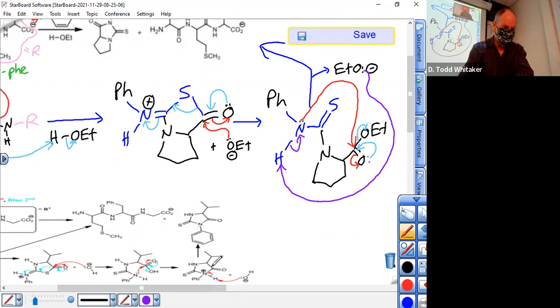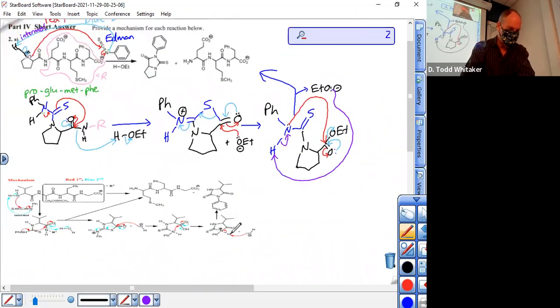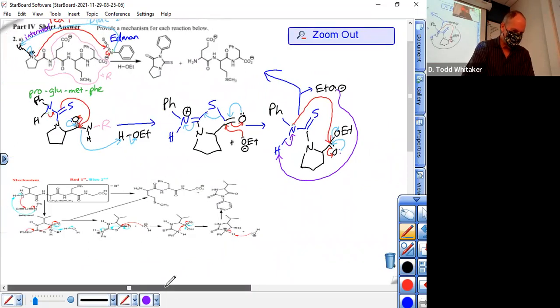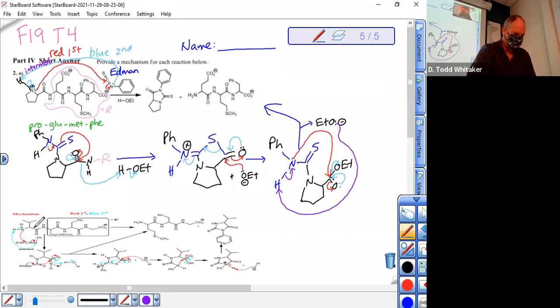So big picture here. And sadly, you won't have the template on your exam. That's just how we study. So you've got to get to the point where we're past using the template. And that's a pretty good mechanism. 12 points.